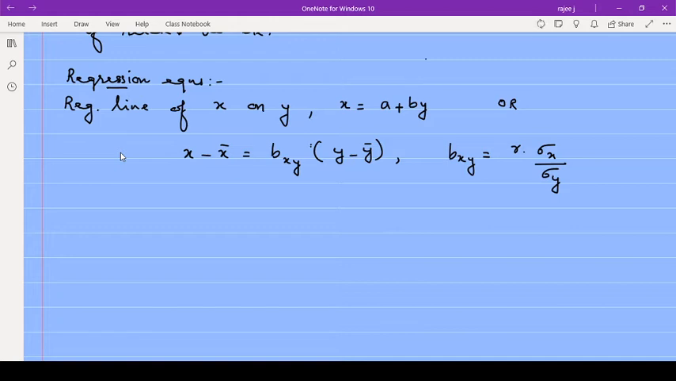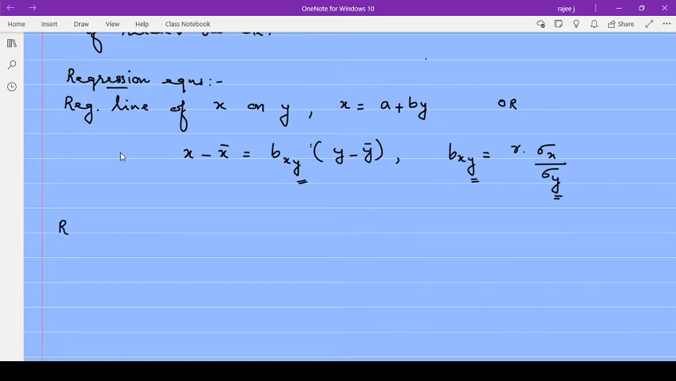Now how to remember this? x on y means it starts with x, so x minus x bar. Then bxy, see here it is y, so here it will start with y. This is just a method to remember. There is no mathematical reason behind this. This is a technique to remember. So when bxy comes here, it is y minus y bar here. Similarly, bxy is equal to r sigma x upon sigma y, where y is here, in the denominator you will have y.